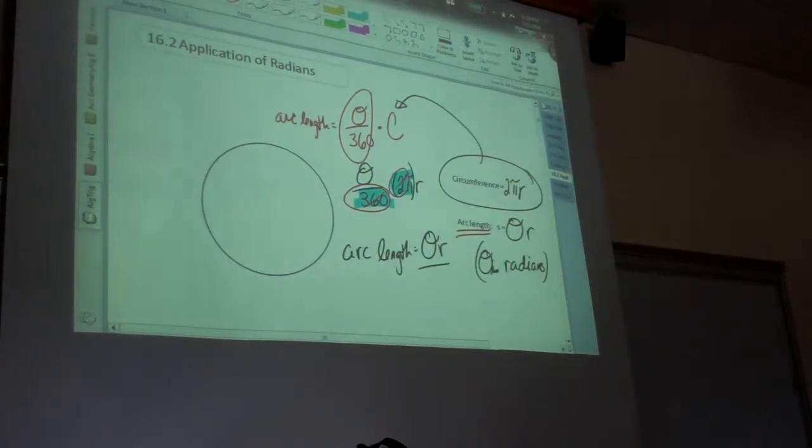Does the radius have to be in radians? Well, the radius isn't a measurement of an angle; it's a length. So you don't classify it as radians or degrees.